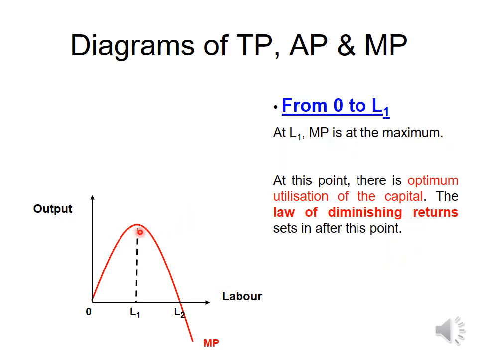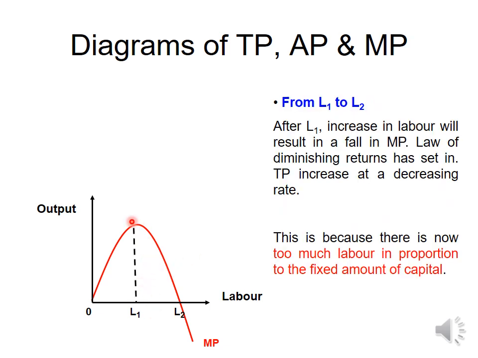Now, this will continue until it reaches a maximum. When you set up the shop, you sign a lease, and the shop space is fixed. So after a certain number of workers, your additional units would have maxed out. From then on, from the peak onwards, this is the point where the law of diminishing returns sets in. Now, what happens in the second stage where the MP starts to fall? In this second stage, from the peak onwards, the law of diminishing returns has set in.